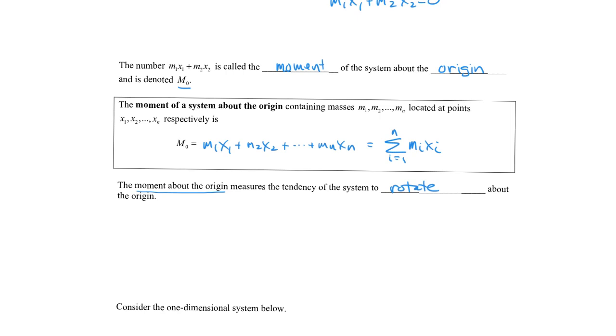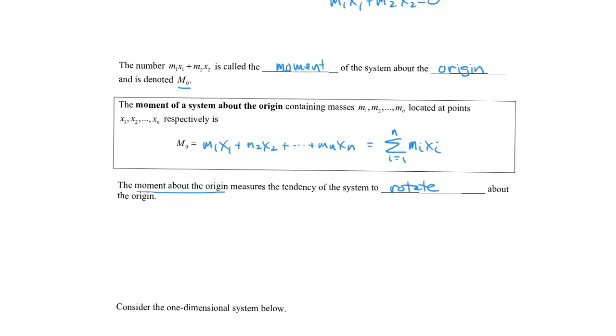So some of you who have studied physics may think this sounds a little bit familiar. It sounds a little bit like torque. So if you add gravity into the system, then you have torque. A moment is said to be a feature of the system itself. So moments just deal with masses and distances, where torques deal with forces and distances. But it's very, very similar idea. Okay, so the moment of the origin measures the tendency of the system to rotate about the origin.